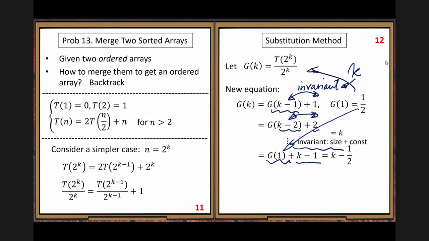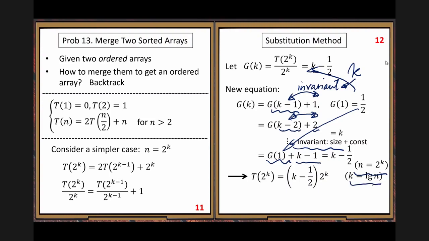But that's the g function. We need to go back to the T function. So we need to do another step for the T function. T of 2 to the k equals big parentheses k minus 1/2 times 2 to the k. But we need to go back to our n number. N equals 2 to the k. So we need to use n as our variable. So k becomes log n, log base 2.